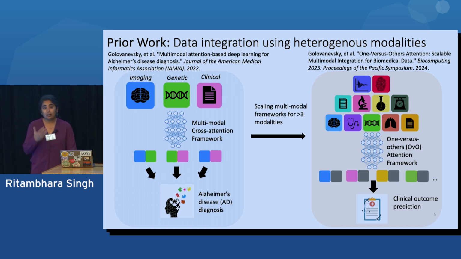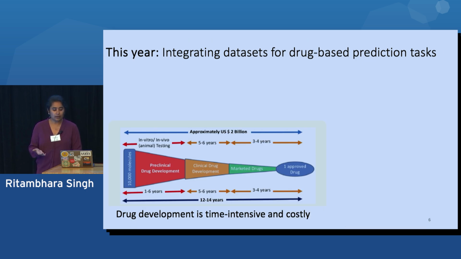More recently, we have scaled this effort to multiple modalities. So as the number of modalities keep on increasing, how do we scale these large deep learning models? We came up with this formulation known as one versus others attention, which still uses attention quite effectively, but we are able to scale more effectively and still make accurate predictions. And we have tested it on a bunch of different clinical data sets. But for today's talk, I'm going to focus on a very recent work this year that we did, which was focusing on drug-based prediction tasks.